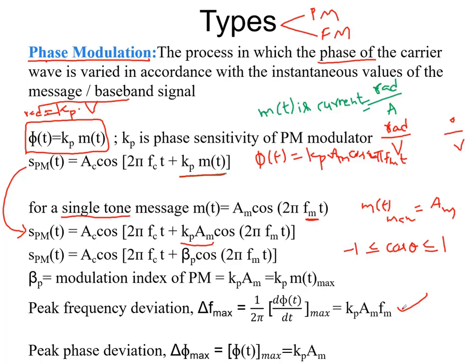Then what is the peak phase deviation? Obviously you know your phi t is what? Kp times m of t. What is the peak value of this one?